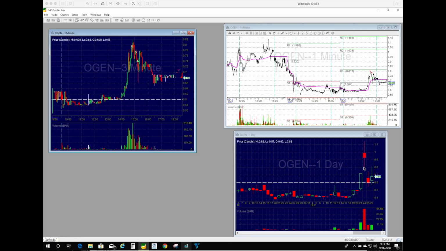But this pattern, what I want to show you on OGEN, is called the bounce short. So what you look for is a daily chart just like OGEN. You look for a big parabolic move, big gap down, and you want there to be air. So this is what I call air.